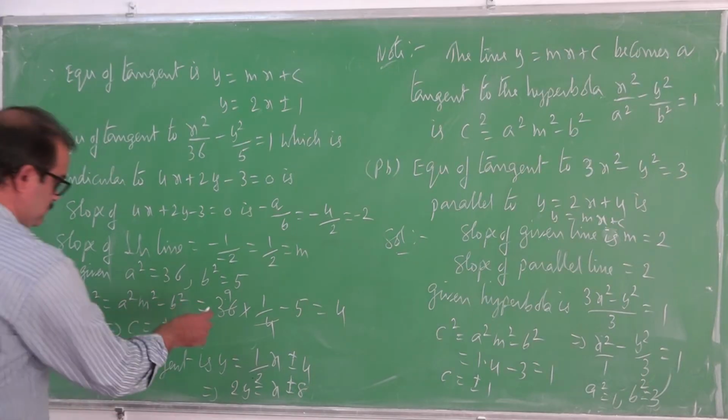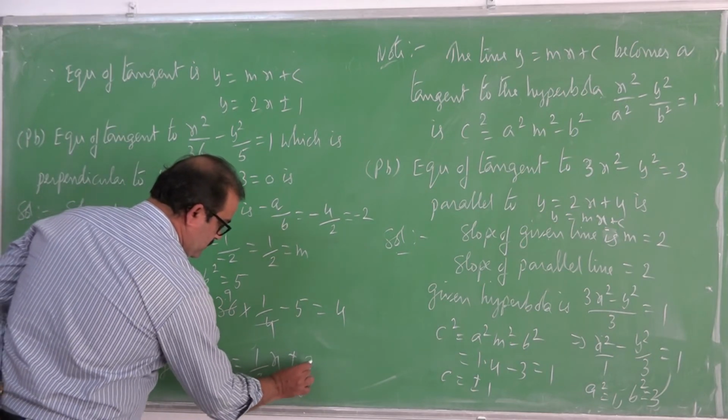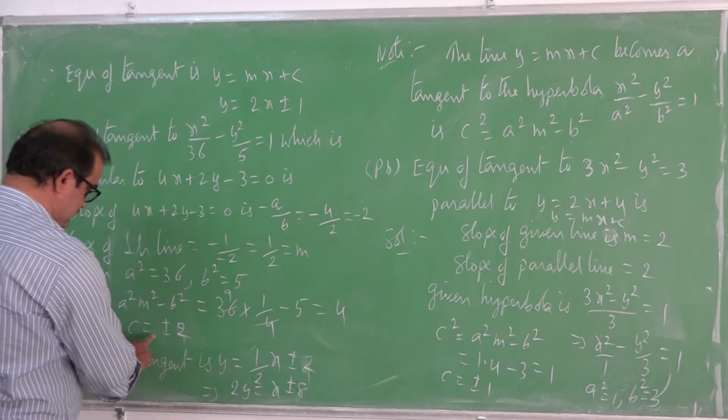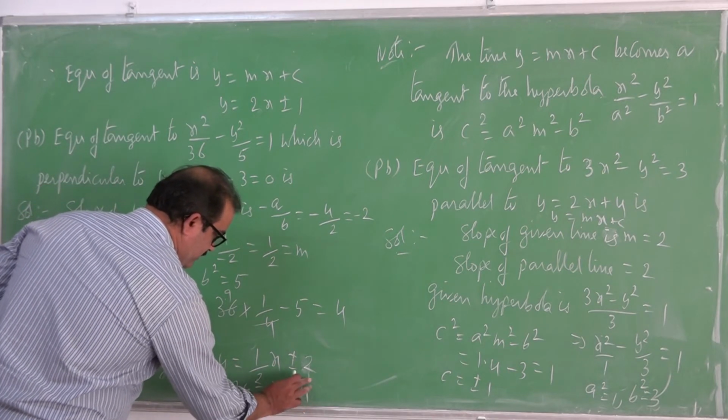Here c square is equal to 4, then c is equal to plus or minus root 4. So we get plus or minus 4 here.